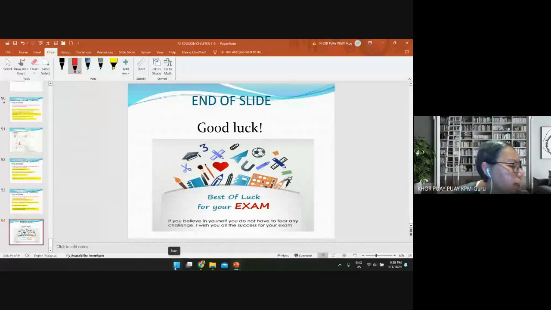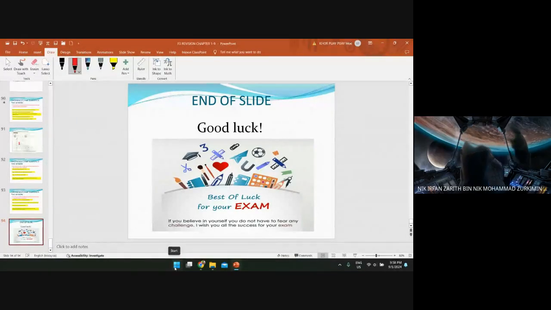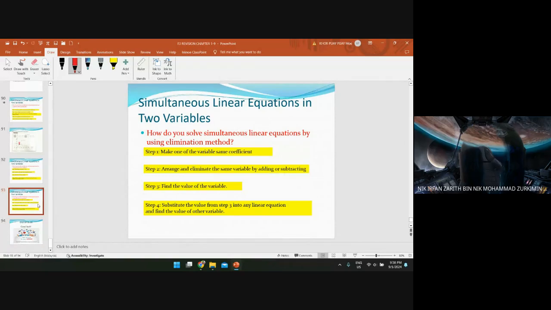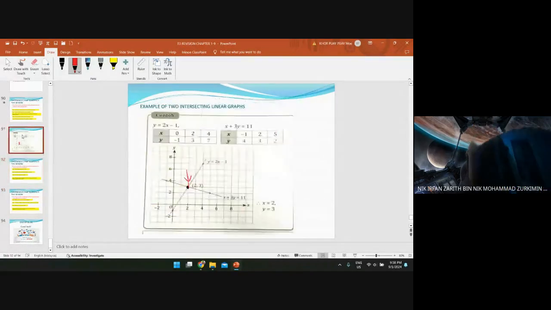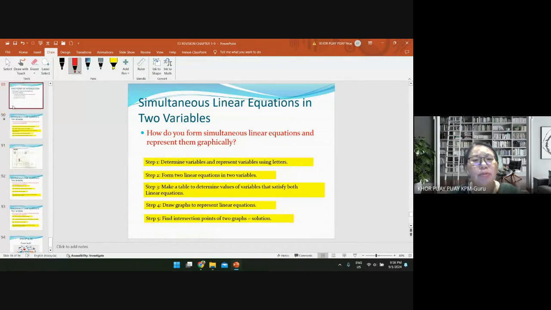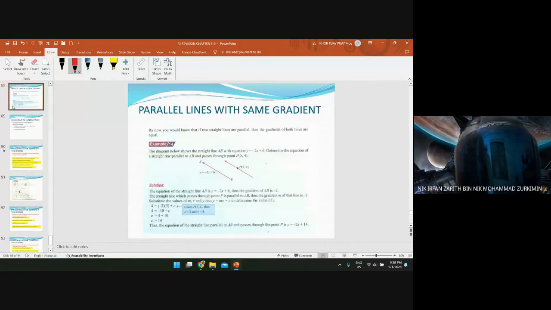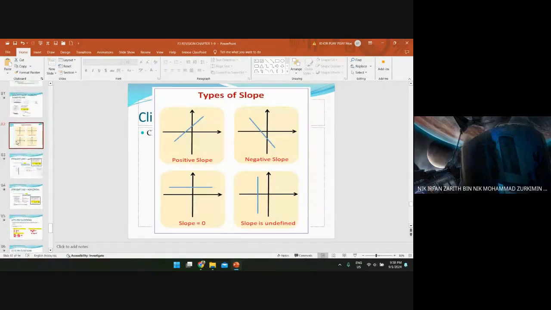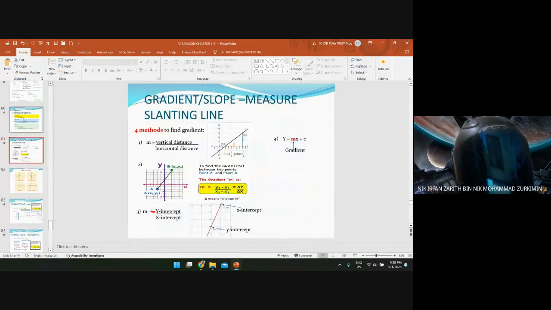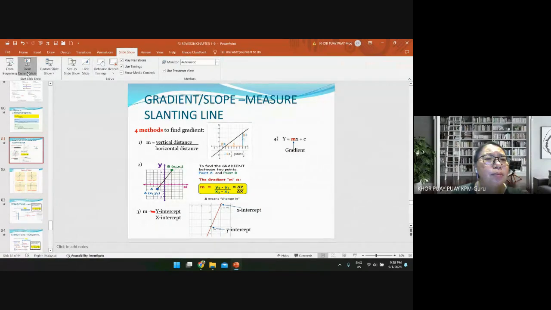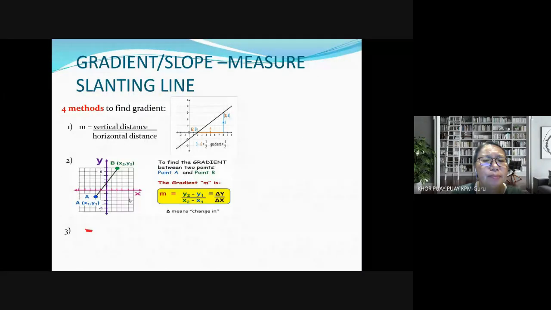Teacher, can you go back to the previous slide? Which one? This one? Keep going, keep going. Okay lah. Mana? I don't know which one lah. Yang tadi ke? The one that with the gradient. Okay. Yep. Which one you want to ask me?